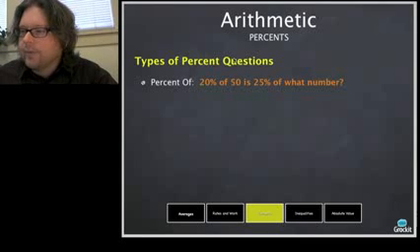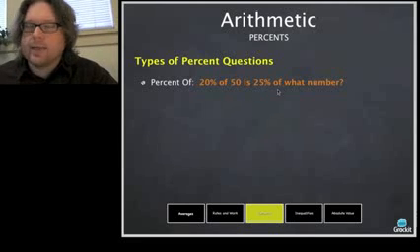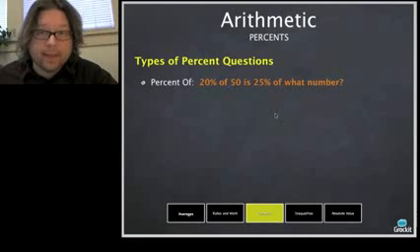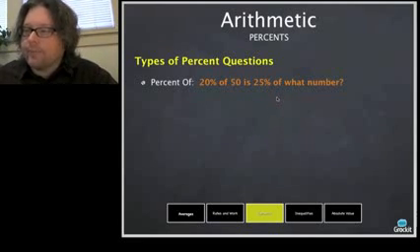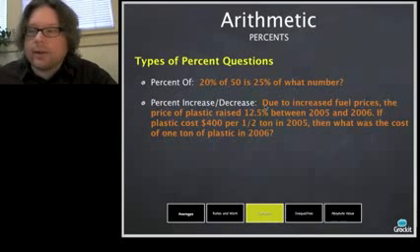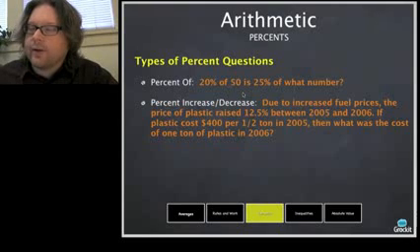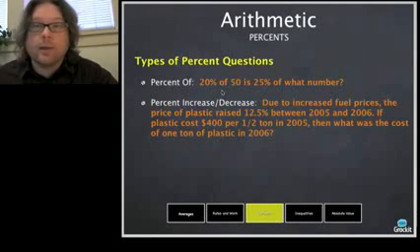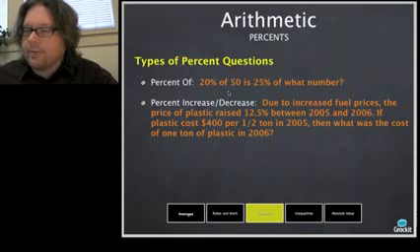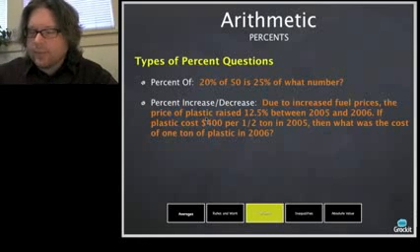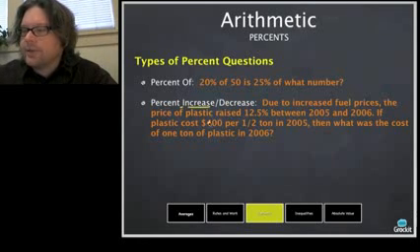Okay, so first off, percent of. 20% of 50 is 25% of what number? This is a different sort of calculation from a percent increase or decrease. So due to increased fuel prices, the price of plastic raised 12.5% between 2005 and 2006. If plastic cost $400 per half ton in 2005, then what was the cost of 1 ton of plastic in 2006?